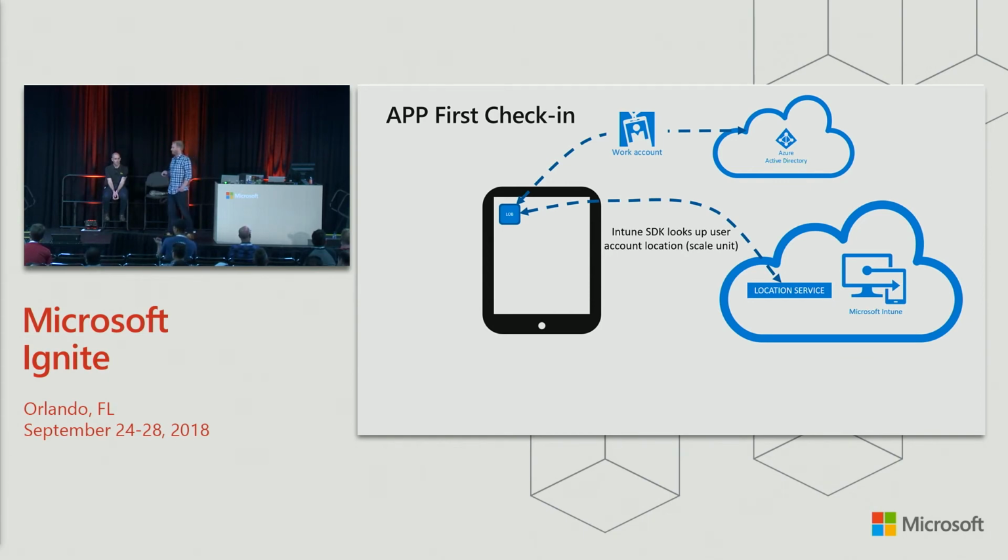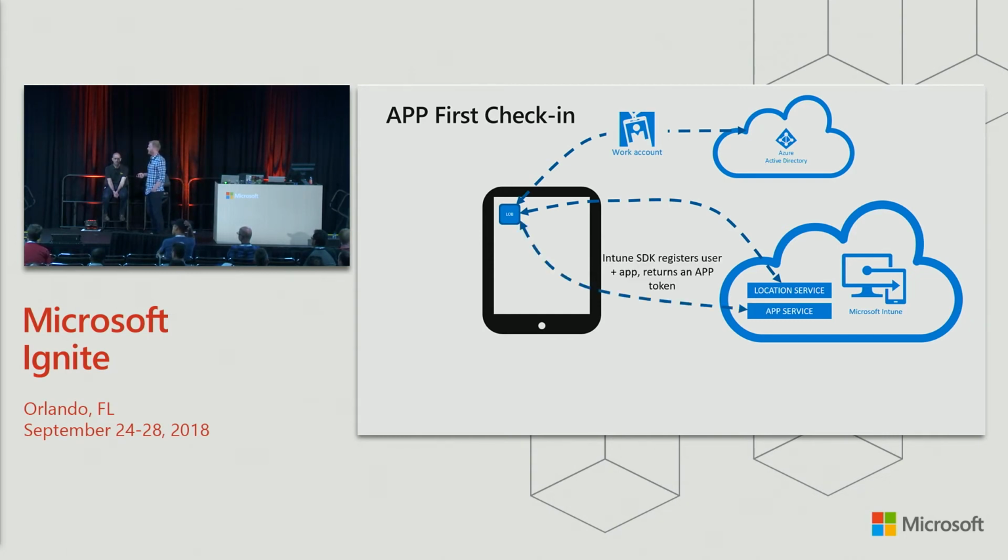So we have something that we call the location services. And what the application does is it pings a location service and finds out where my user is in terms of all the scale units we have around the world. So if I'm a North America user, I'm going to go to North America Intune scale units. Once I've found my account location, I'm going to request a registration into the Intune app service. So the Intune SDK is going to register the user plus the app, and then it's going to return an Intune app protection token. And this token is then used from that point on in terms of syncing for policy and so forth.